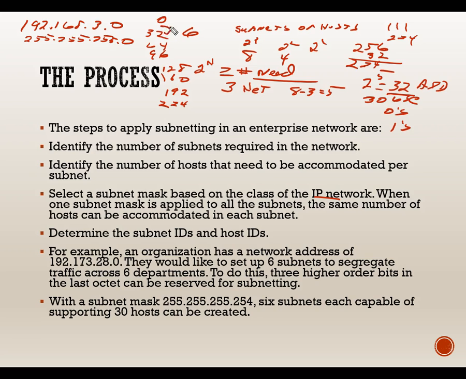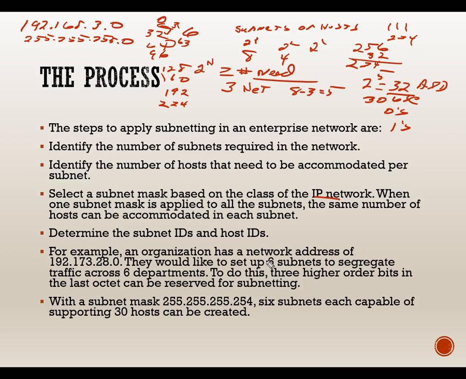So the broadcast address for this one would be 31, and for this one would be, what is it, 63, and on down the line. The first usable address is the network address plus 1. The last usable address is the network address, or excuse me, the broadcast address minus 1.